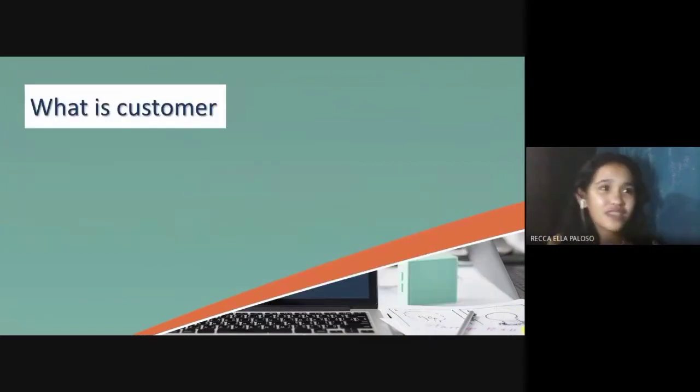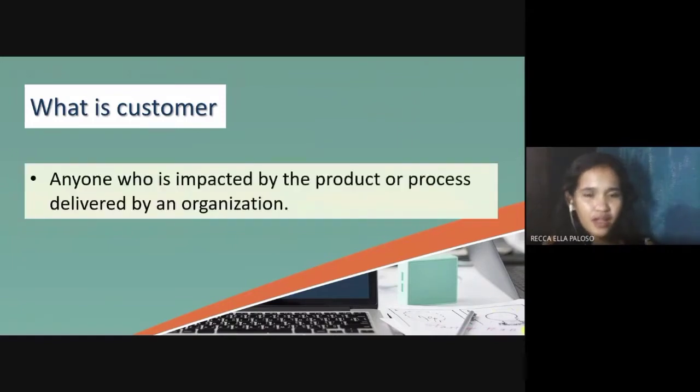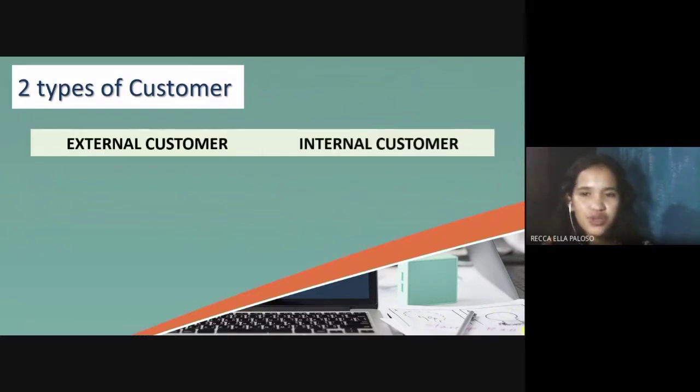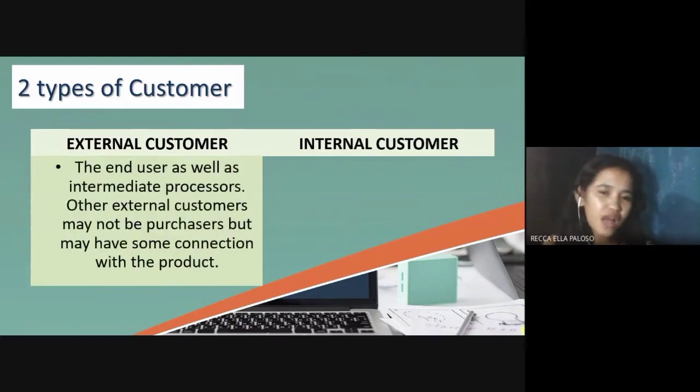What is a customer? Basically, we know that a customer is one who purchases products at the store, market, or even online. We also consider ourselves customers, because anyone who is impacted by the product or process delivered by an organization is called a customer. There are two types of customers: external customers and internal customers. External customers are the end users as well as the intermediate processors. Other external customers may not be purchasers but may have some connection with the product. So basically, the external customers are the customers, governments, creditors, shareholders, and suppliers.